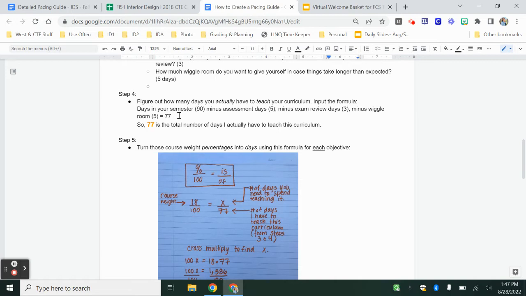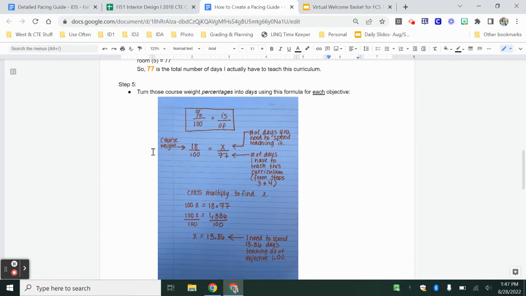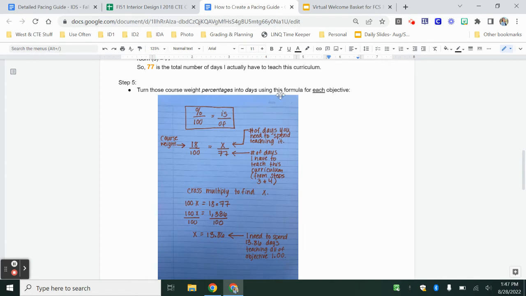So you need that number, the days you actually have, because if you just base it on 90, you're going to have a surprise at the end where you don't get finished. So 77 for me is the number I'm working with. You figure out your number. Step 5 is to turn those course weight percentages into days using this formula for each objective. So remember from back in like, I don't know, a long time ago, middle school, high school, who knows? The percent over 100 equals is over of formula. That's what we're using for this. Math finally came in handy for me. Yay.